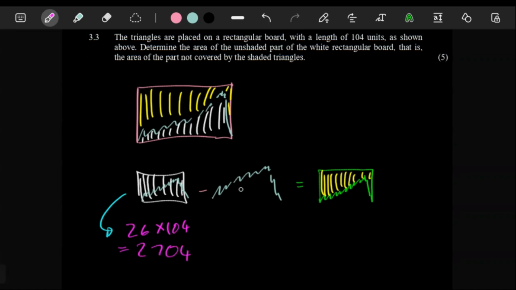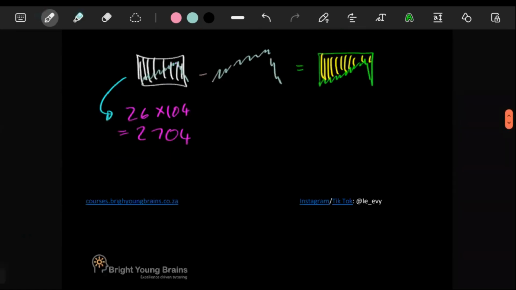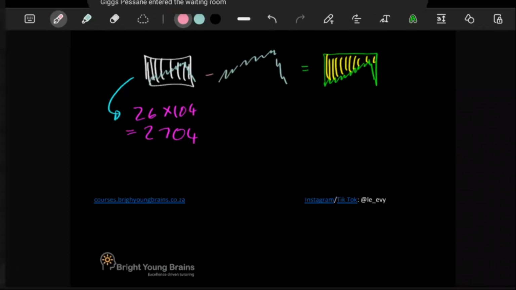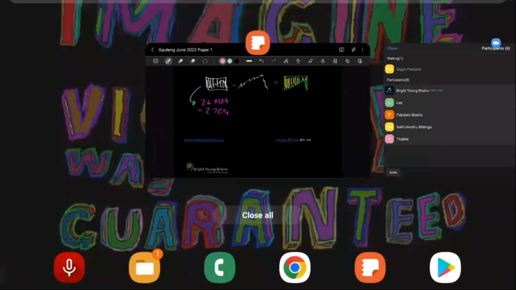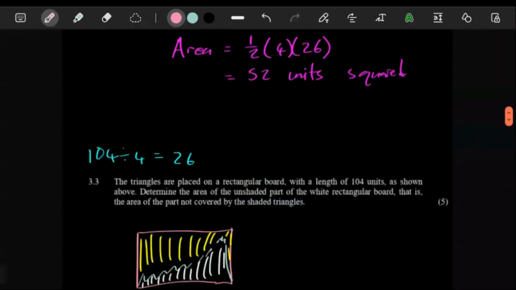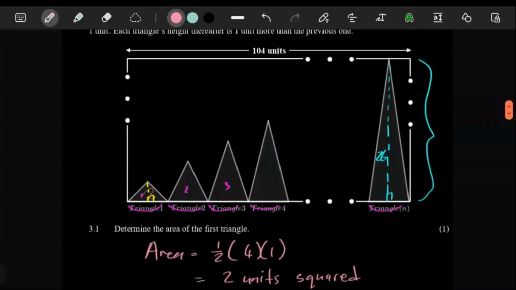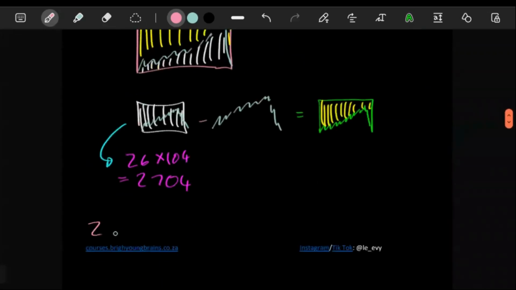So now we need the area of all the shaded triangles put together. To get that, we can just use a sequence. Our sequence has to have the areas of our triangles so that we can then use the sum formula to work out the combined area of all our triangles. So our sequence would have the area of the first triangle. What is the area of the first triangle? We worked it out to be 2 units. So the sequence would have 2.